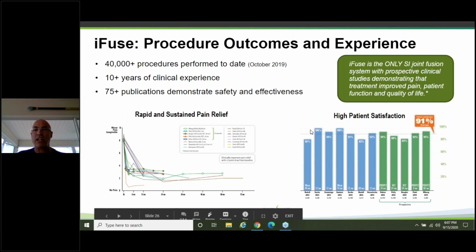And then as far as patient satisfaction, these are all the different studies published, and the lettering is kind of small, but those interested could find the details of those at the SI-BONE websites. But very high patient satisfaction.